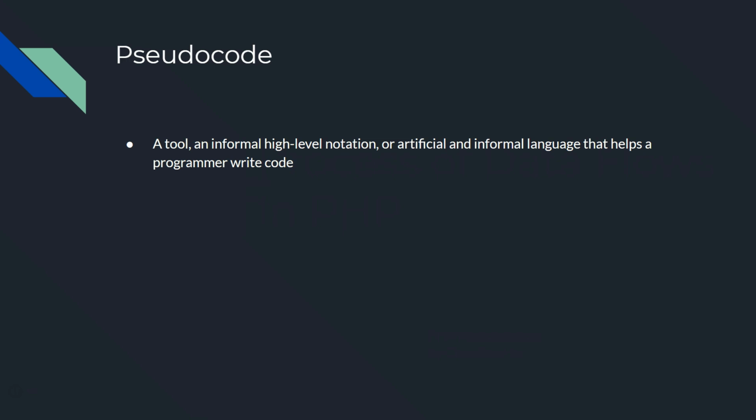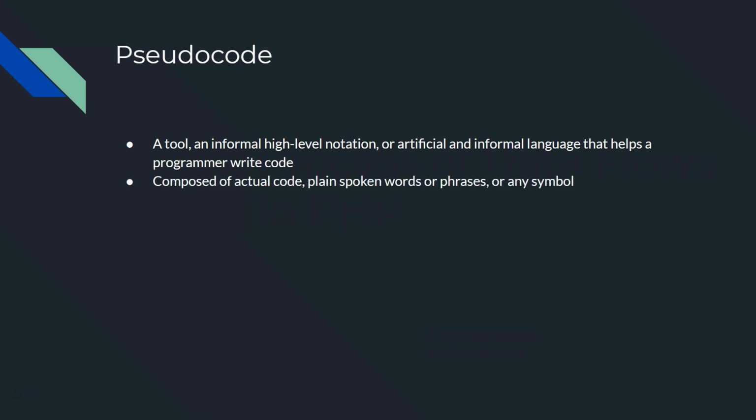So pseudocode. What is pseudocode? Pseudo means like fake or phantom, and code is the actual code. So you should think about it as a tool, an informal high-level notation, or artificial and informal language that helps a programmer write code. That is a definition for pseudocode.